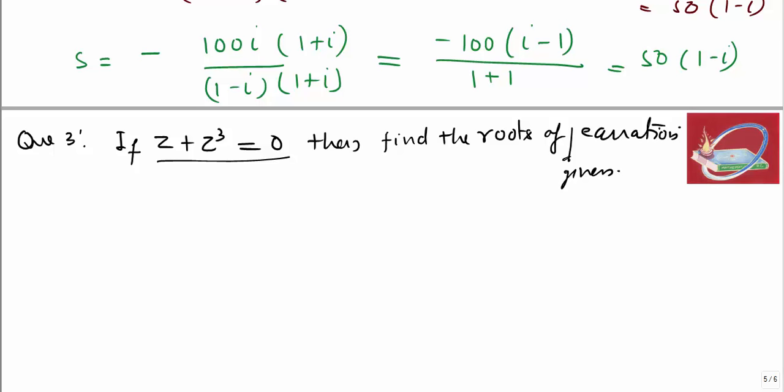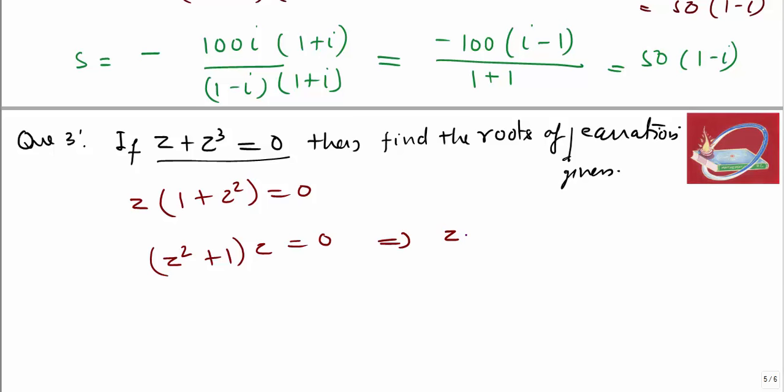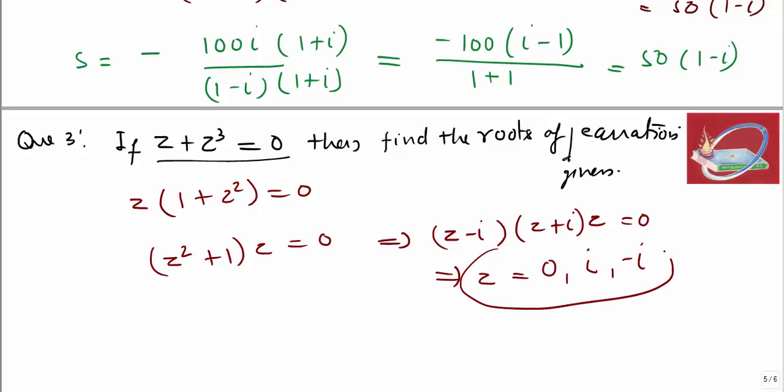What we can have here is, we take z as common, then we will get z times (1 plus z square) is equal to 0. So z square plus 1 into z is equal to 0 can be written as z into (z minus iota) into (z plus iota) is equal to 0. So z is equal to 0, iota, then minus iota. So these are the roots of this cubic equation.